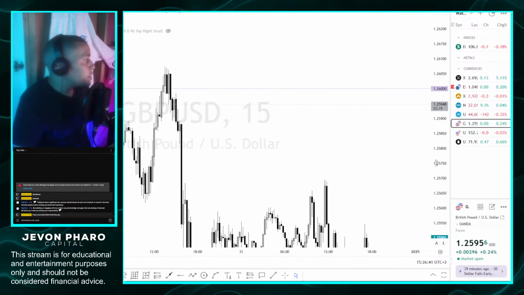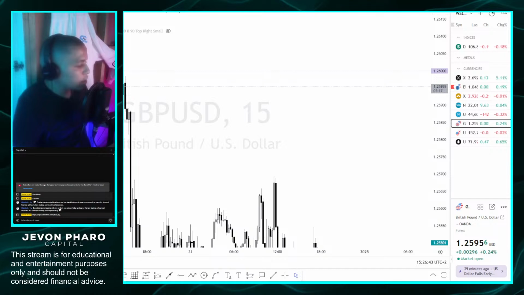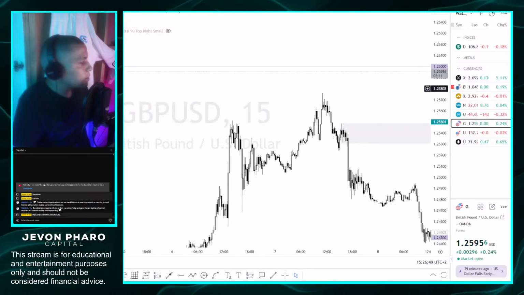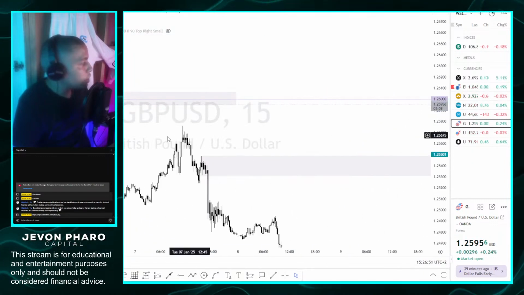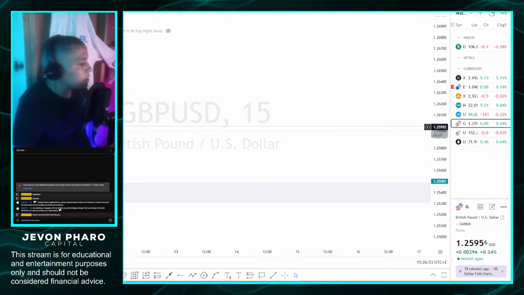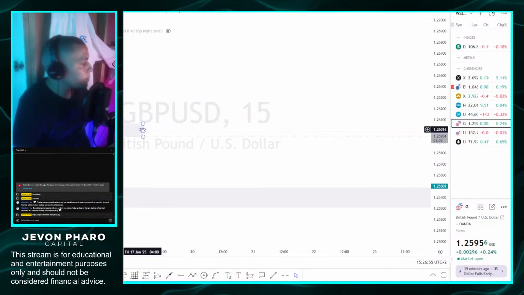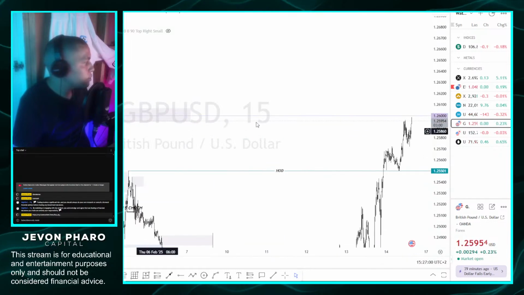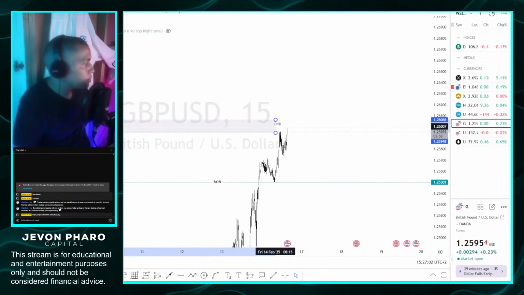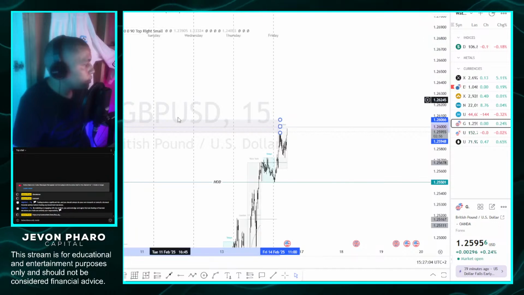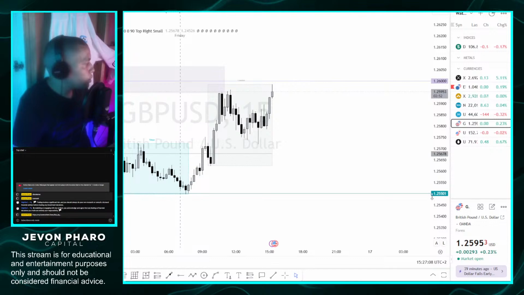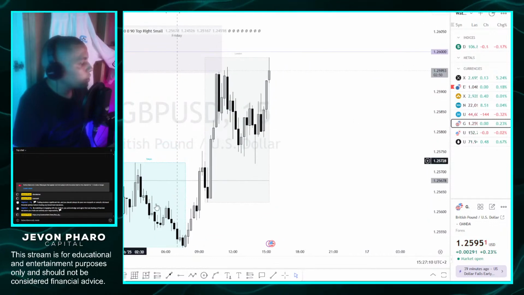Oh, this is very interesting because I expect EU to push up. I'm expecting GU to push down over here at this level. I expect DXY to reject the upside. So this is very interesting what's happening over here. You can see Asian high is swept. So I'll see what's gonna happen over here.